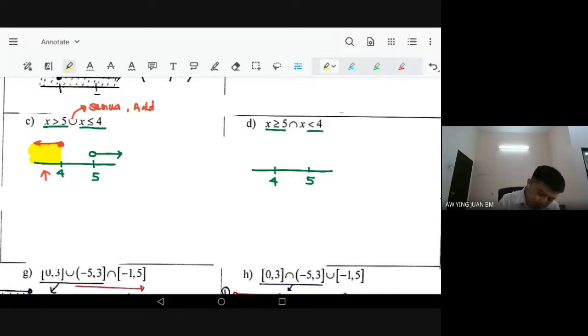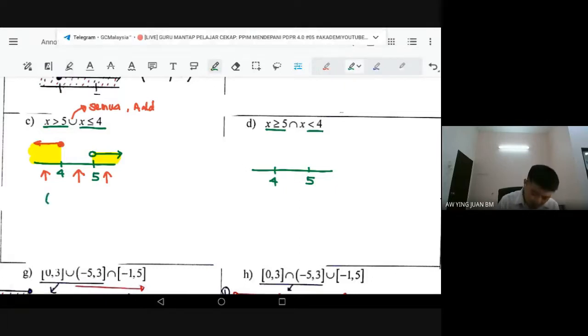Second portion, ada number line? No. Kalau no, nothing lah. Third, is there any number line? Yes. So, shaded lah. So, answer, negative infinity until 4. Tengok diagram, included or not? Yes.